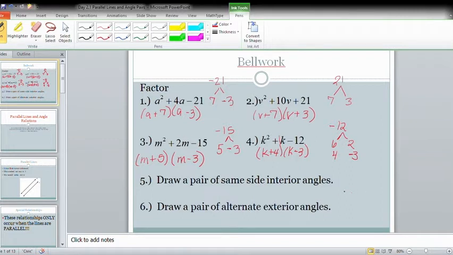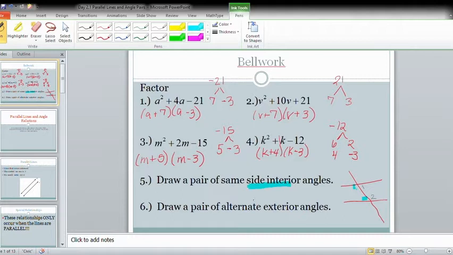All right, it wants us to draw a pair of same side interior angles. So I'm going to draw two lines. I need a transversal, so it's going to intersect those two lines. And if I want same side, I know it's got to be on the same side of my transversal right here. And again, interior, so it's got to be inside my lines that I've drawn here. So same side interior would be this angle and that angle. If I wanted another pair, we'll call this angle 1, and angle 2 would be same side interior angles.